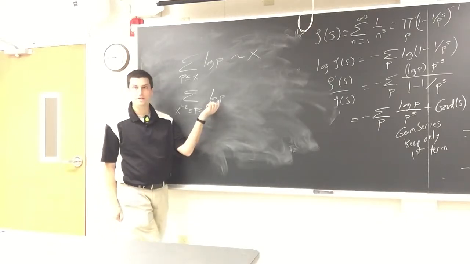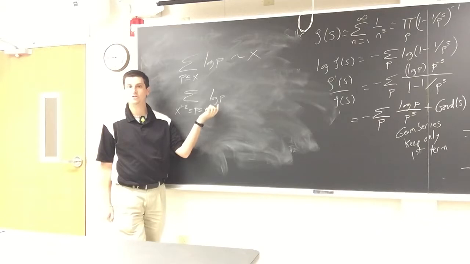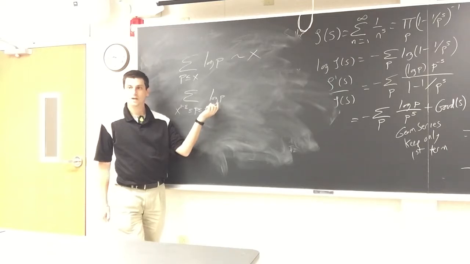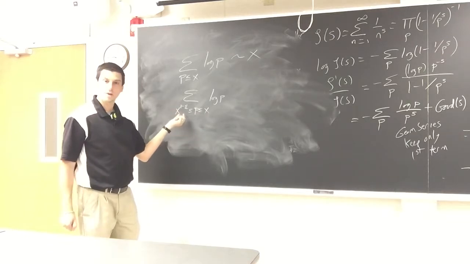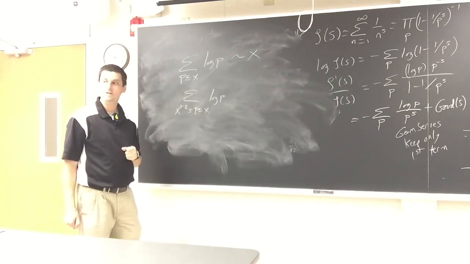So what do you know about log p in this range? How large could it be? How small could it be? Yeah, it's between log x and 1 minus epsilon times log x. So log p really isn't varying that much.